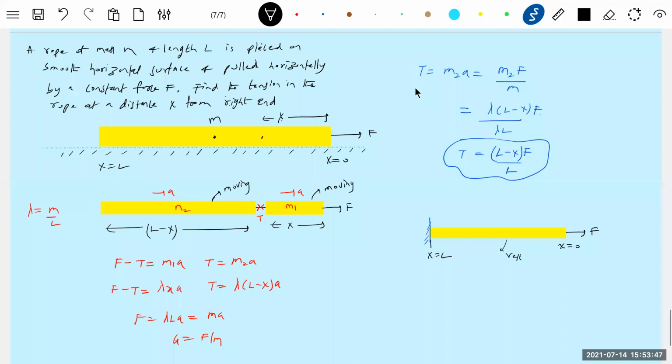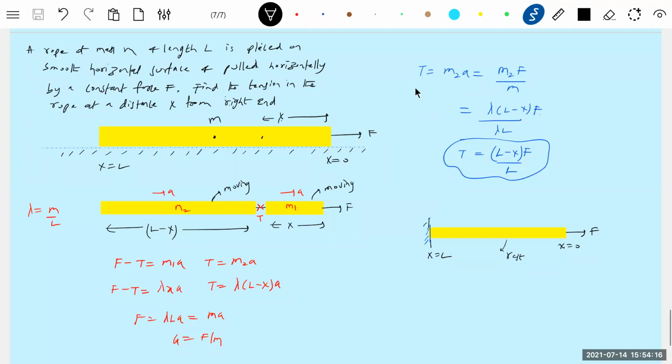Definitely this part is at rest and this part of the rope will move. So what about the tension? Equal to the force, sir, the external force applied, everywhere. Ideal string means the tension is the same everywhere, sir.